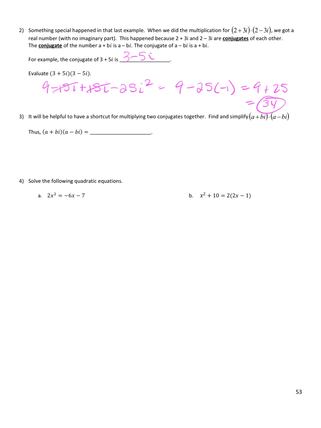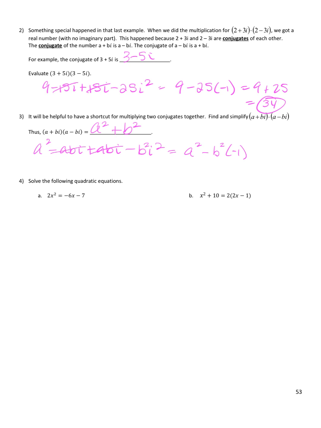So it will be helpful to have a shortcut for multiplying two conjugates together. Let's multiply a plus bi times a minus bi. So when I do FOIL, I'm going to have a squared minus abi plus abi minus b squared i squared, and the middle two terms cancel, and this is going to be a squared minus b squared times -1, which is a squared plus b squared.